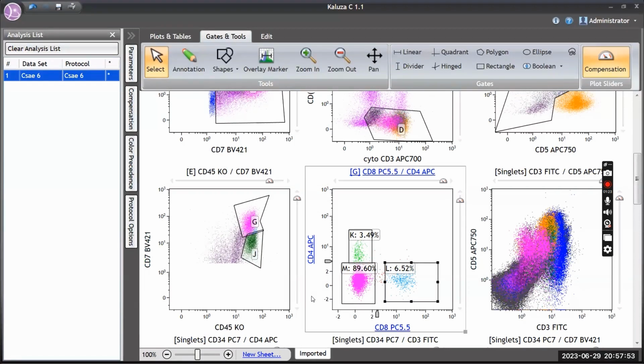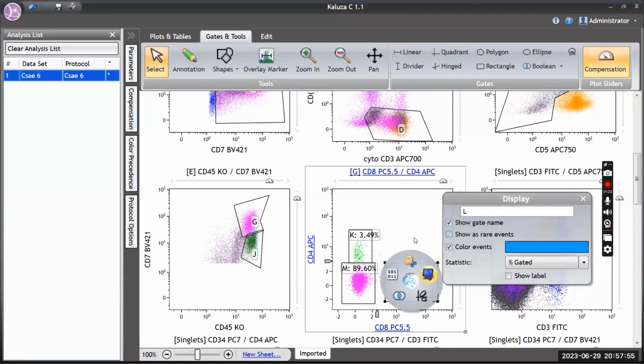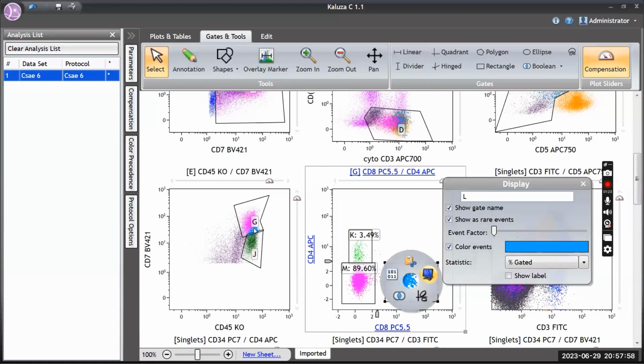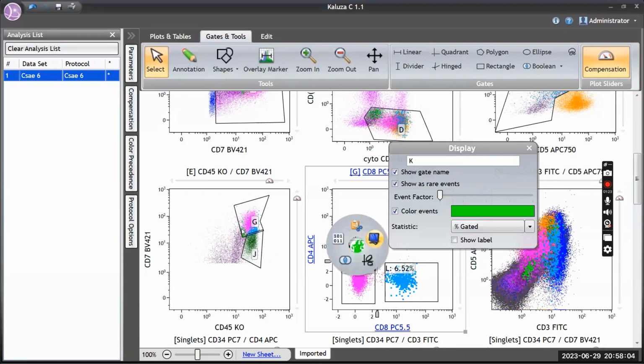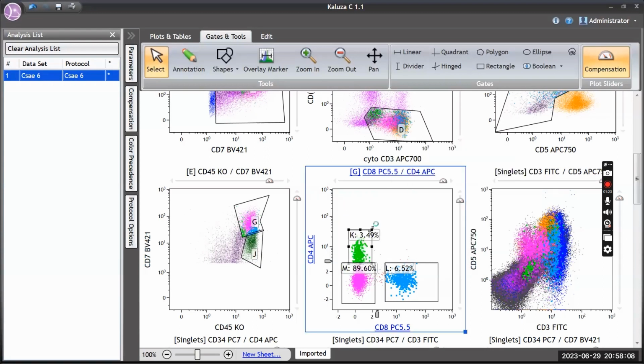So this is abnormal. If you want, you can just enlarge these events. You can see that they are encroaching from the normal T cells. Even if you enlarge this, you can see that it is falling in the border of the gate. So that is not MRD, and they're all normal T cells coming into the MRD gate.